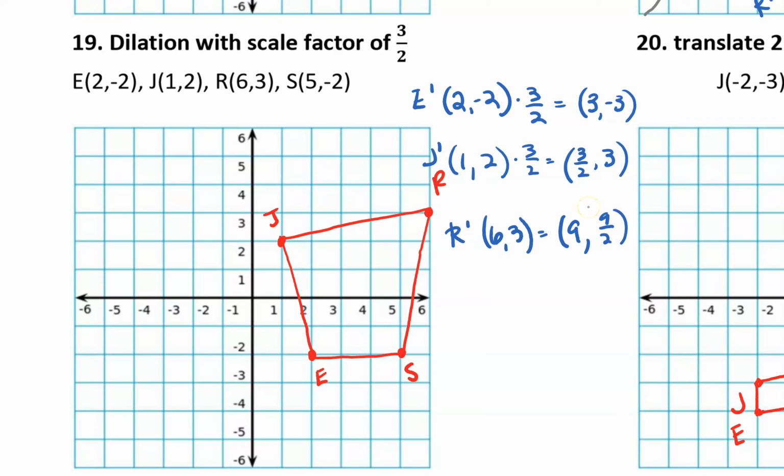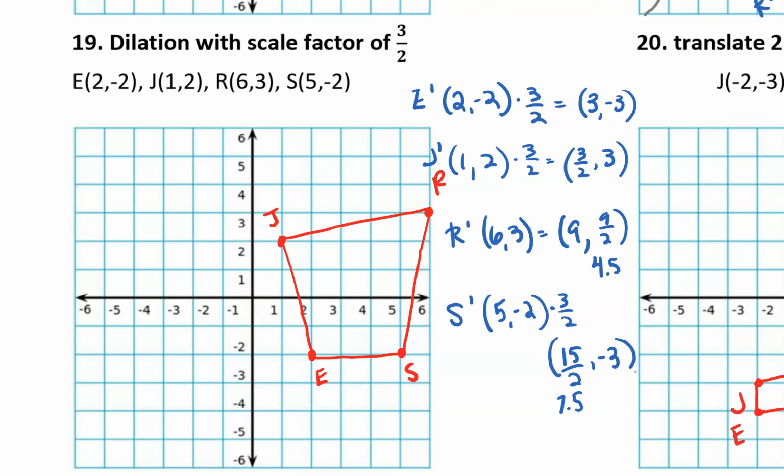I'm going to turn that into a decimal because that'll be easier to graph. 4.5. S prime: 5, negative 2 times 3 halves. That's 15 over 2. Turn that into a decimal. That's 7.5. And negative 2 times 3 halves would be negative 3.